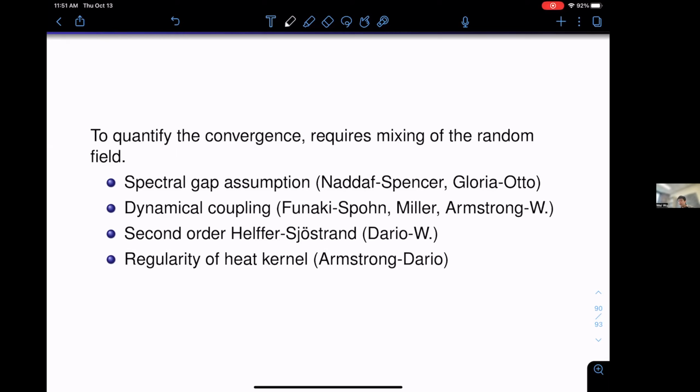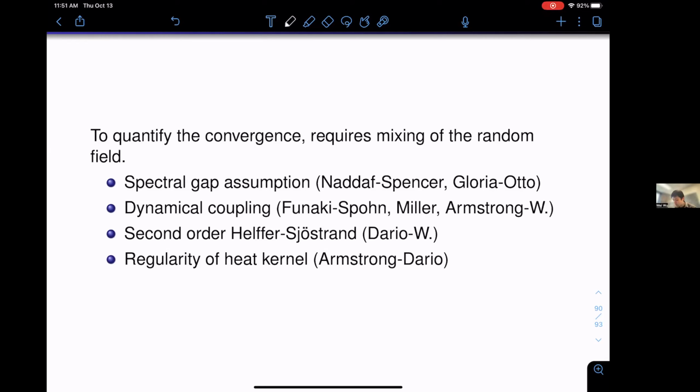And then there's also this work along this dynamical coupling that gave you the mixing, which is you couple the systems by looking at Langevin dynamics driven by the same Brownian motion, and then you can estimate the difference of the field under the couplings. So first done by Funaki and Spohn, and then more refined versions were done by Jason Miller and also in my previous work with Scott.